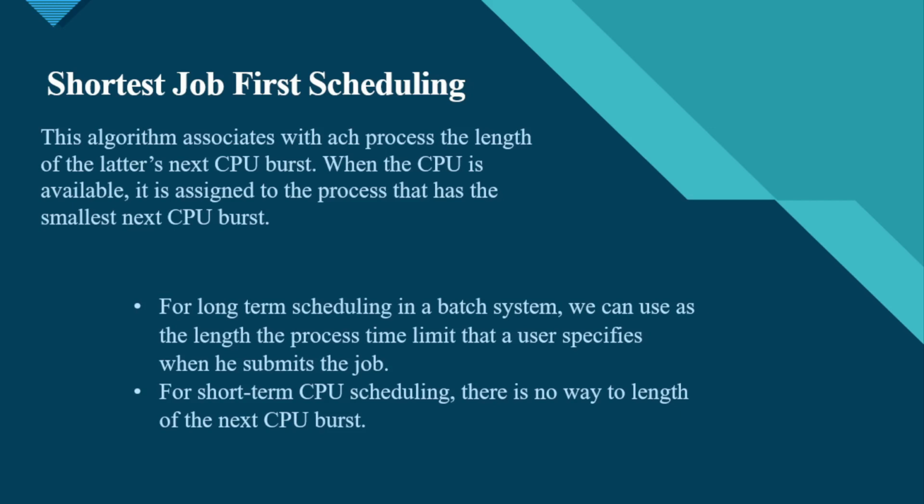If two processes have the same length next CPU burst, FCFS, which stands for first come first served scheduling, is used to break the tie. The real difficulty with the SJF algorithm is in knowing the length of the next CPU request. For long-term scheduling in a batch system, we can use as the length the process time limit that a user specifies when he submits the job.